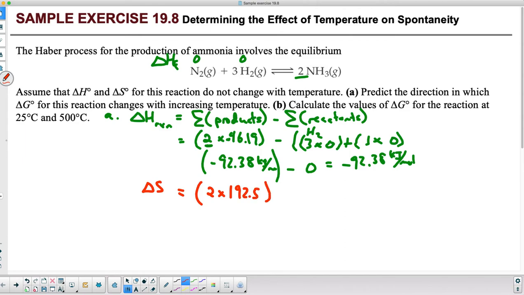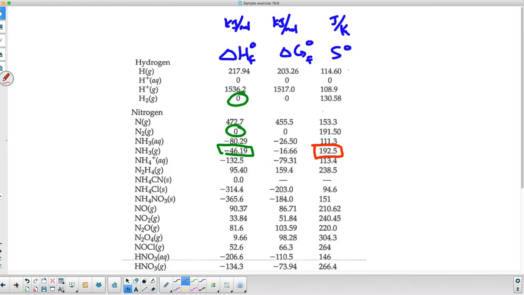192.5 like this, and then I'm going to subtract that from, now I need a couple brackets here. I got 3 times whatever it is for delta S for hydrogen, and then I'm going to add that to 1 times my nitrogen like this, and that's how I'm going to figure that all out. So let me fill in the numbers here.